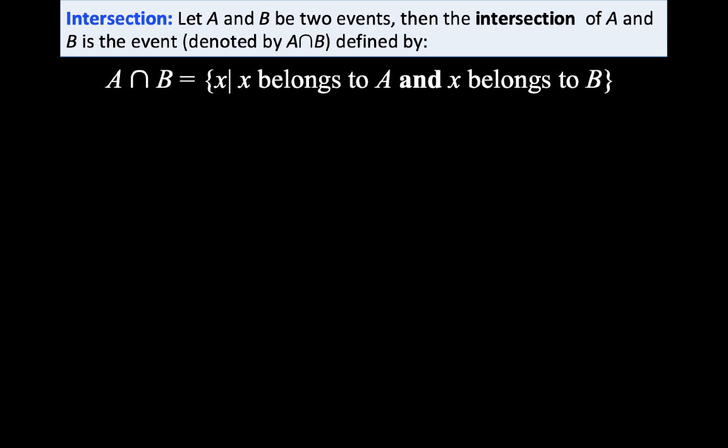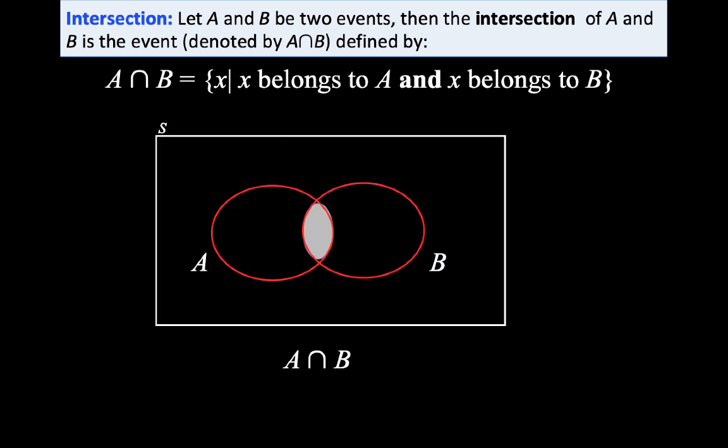Intersection. Let A and B be two events. Then the intersection of A and B is the event defined by A intersection B equals {x : x belongs to A and x belongs to B}. Here it is A and B, but for union it was A or B. So that is the difference. So this is a Venn diagram for A intersection B.